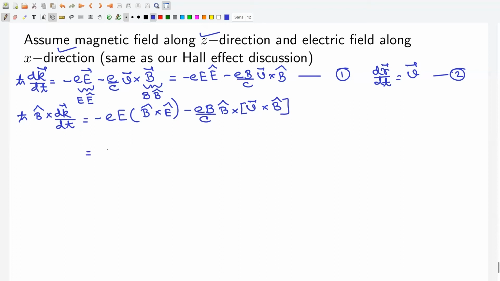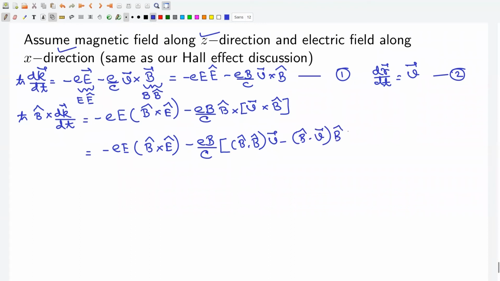And this is equal to minus eB hat cross E hat minus EB by C, B hat dot B hat V, minus B hat dot V B hat. Let me call this equation 3.